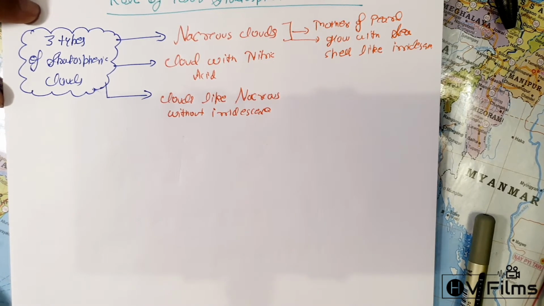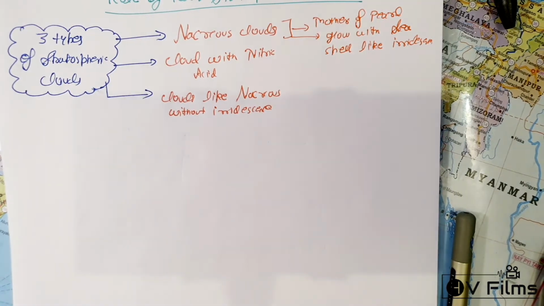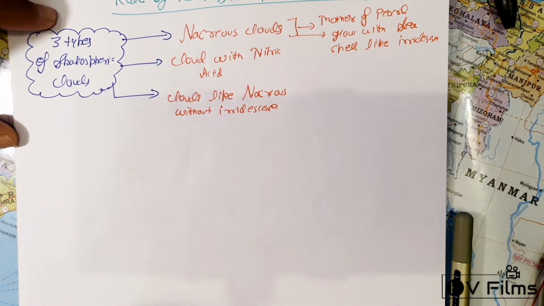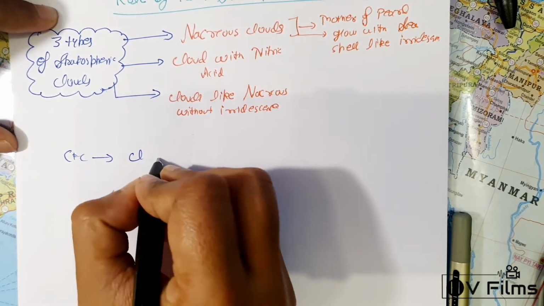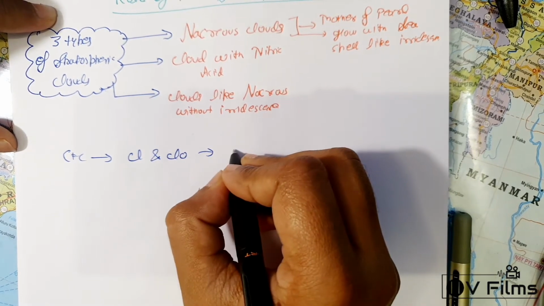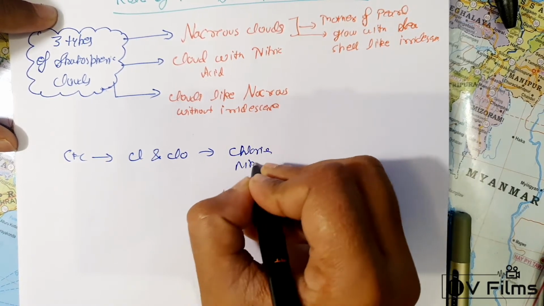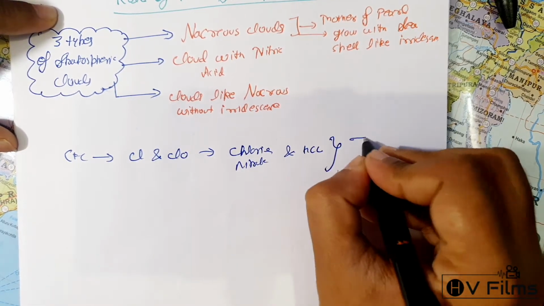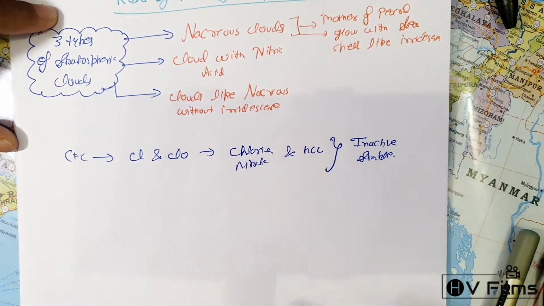Now here are a few equations that can help us understand how it is affecting the polar stratospheric clouds. We have seen the role of the CFC: if there is a CFC, then it breaks into the Cl and the ClO, and then it reacts further to form the chlorine nitrate and HCl. This is what is called the inactive state. The inactive state is the stable state, right?